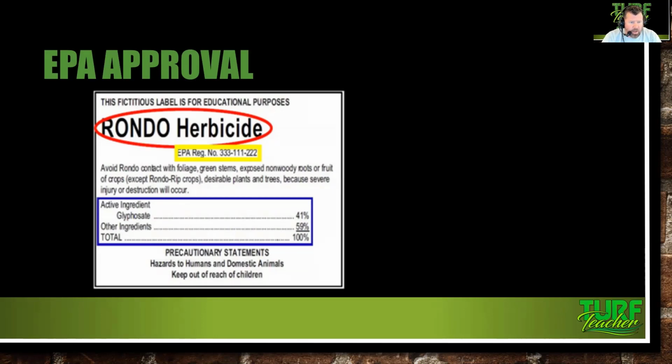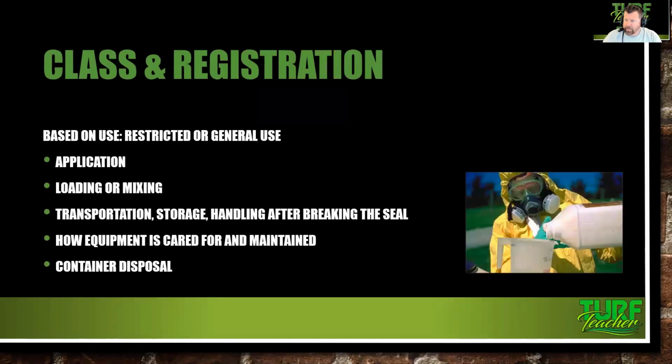But there's more information on this label. It says avoid Rondo contact with foliage, green stems, exposed non-woody roots, or the fruit of crops, except your Rondo Ready crops, which is like your Roundup Ready crops. Also on desirable plants and trees, because severe injury or destruction will occur. So that is one fictitious label that we'll be studying.